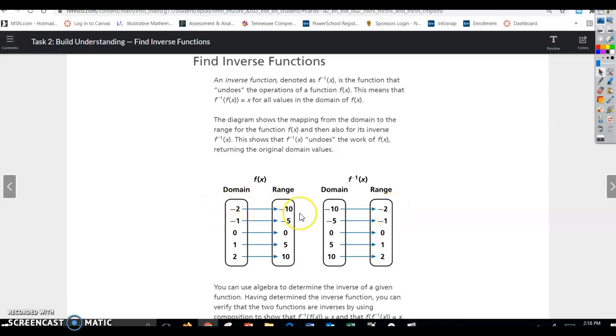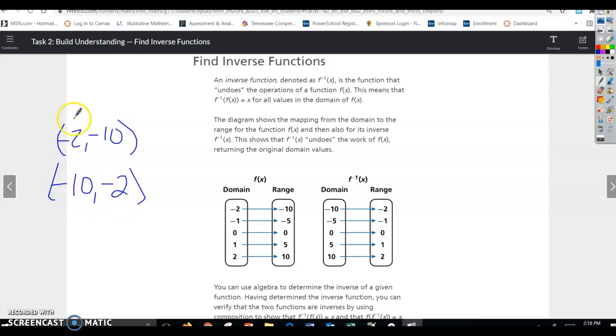So if you have an ordered pair, and the ordered pair is (-2, -10), and it asks for the inverse, the inverse would be (-10, -2). So this point is the inverse of this point.